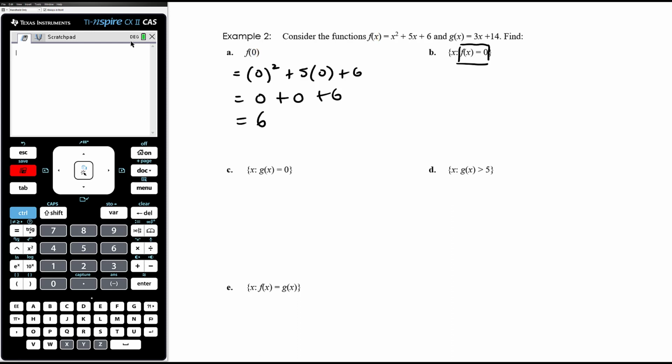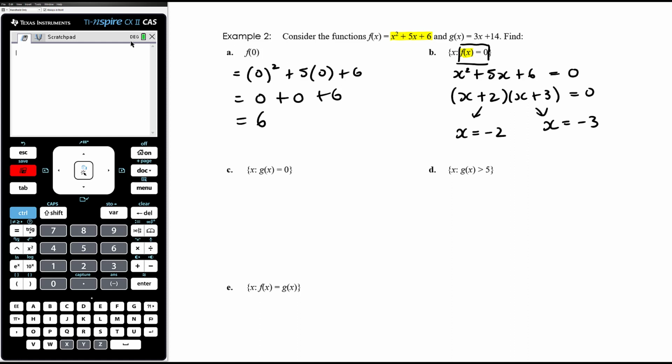Okay, that whole thing, that is f of x. And so we want to make that equal 0. So x squared plus 5x plus 6 equals 0. And then we want to find x. And so we can solve that. It factorizes to x plus 2, x plus 3 equals 0, and so therefore null factor law tells us that x plus 2 equals 0, which means x equals negative 2, or x plus 3 equals 0, which means x equals negative 3. Okay, part B.